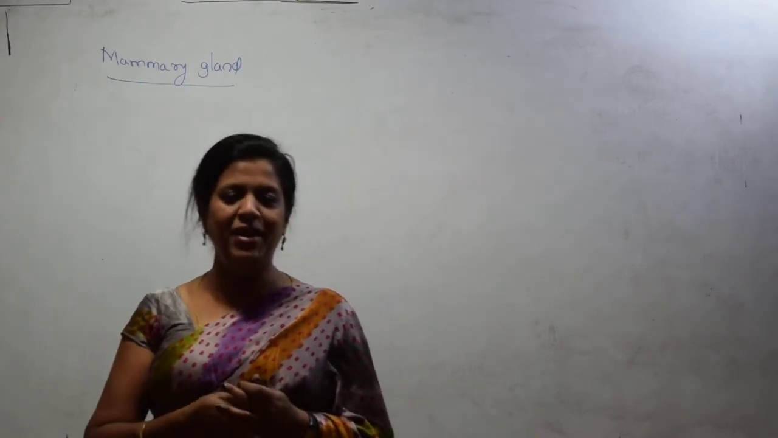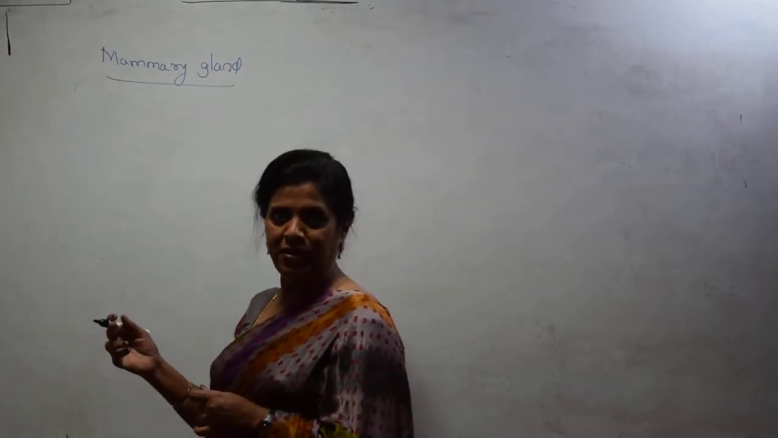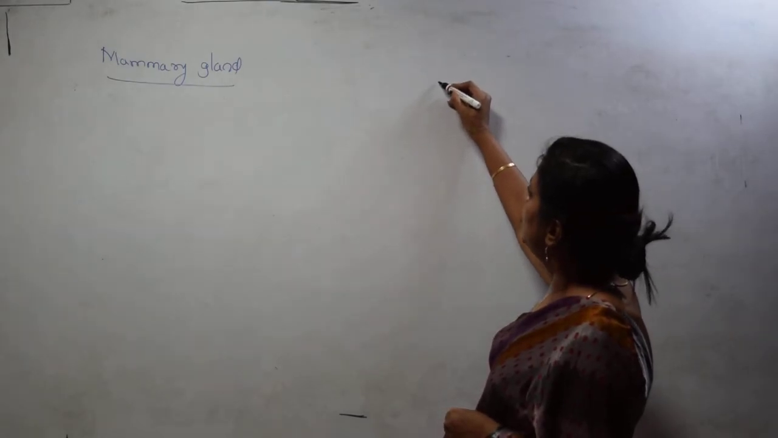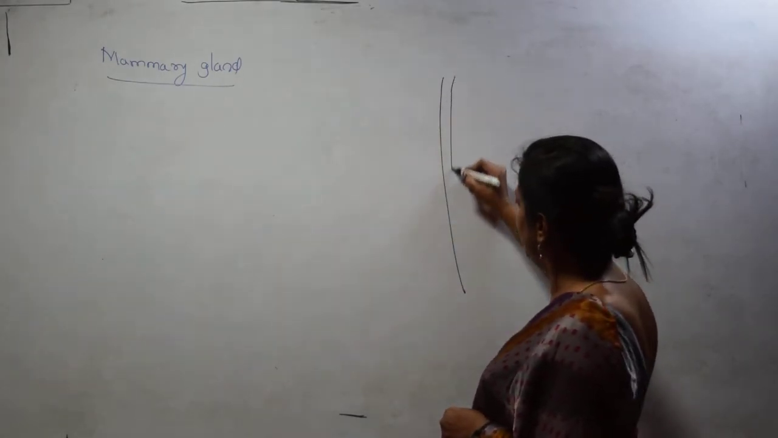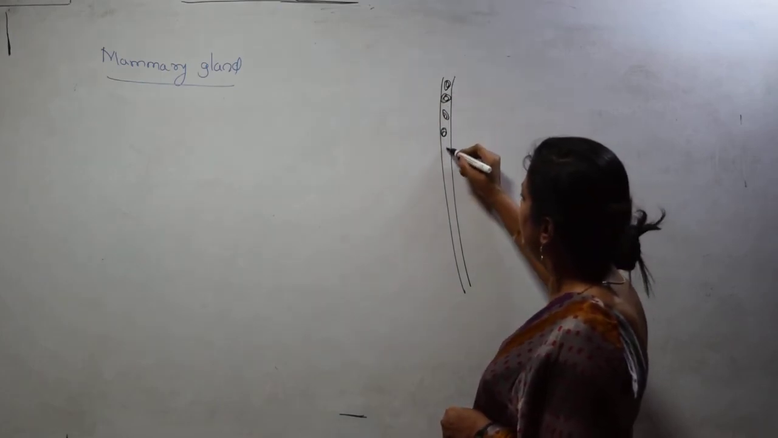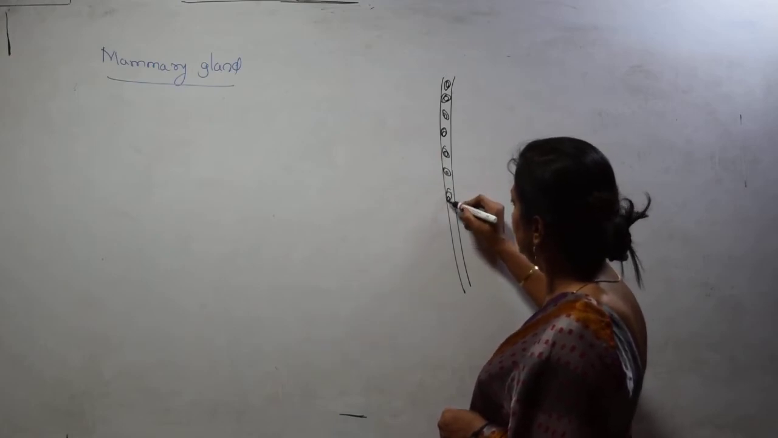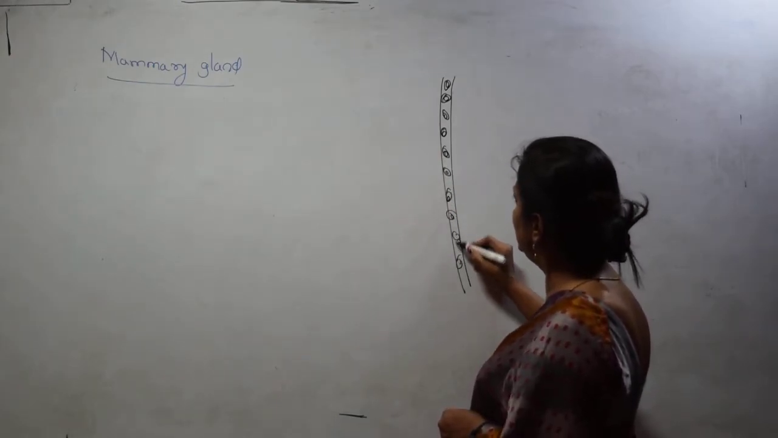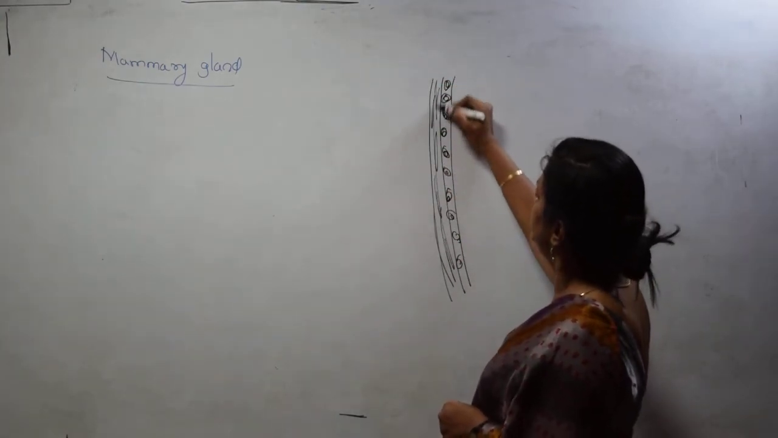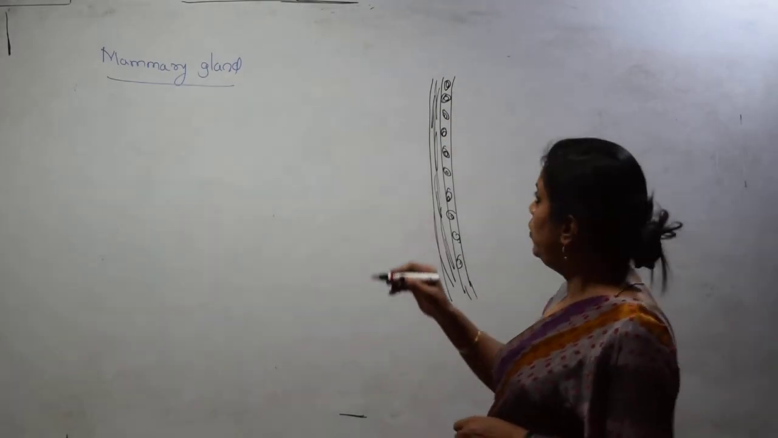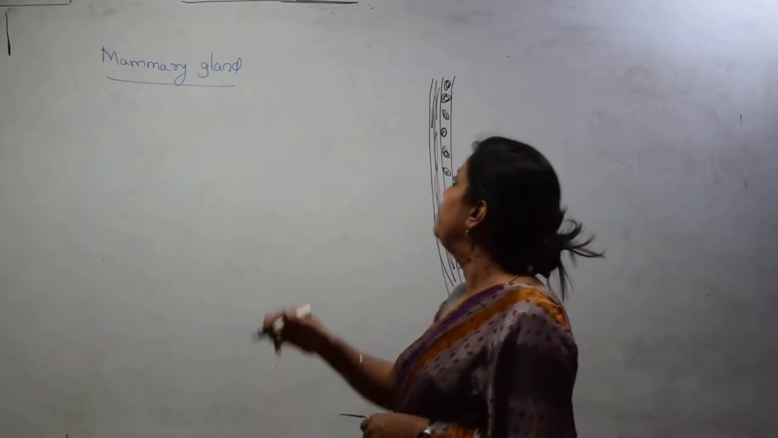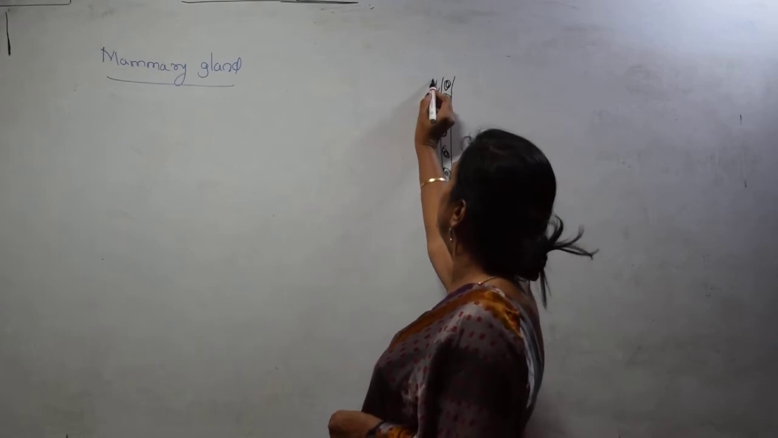Now, the female mammary gland. So how does the structure appear? First thing, I am just giving you this part. Whatever I am drawing, this is the backbone. Here are the vertebrae. These are the vertebrae. You have to draw this. Then after this, there is the pectoralis major. These are muscles. Because the mammary glands are modified sweat glands, they appear from the first part of it.